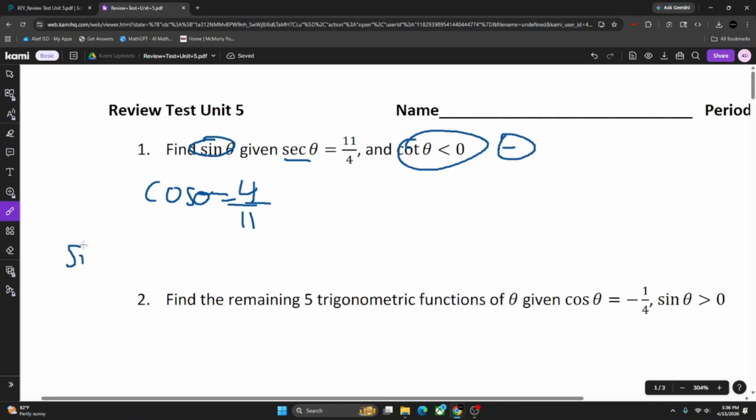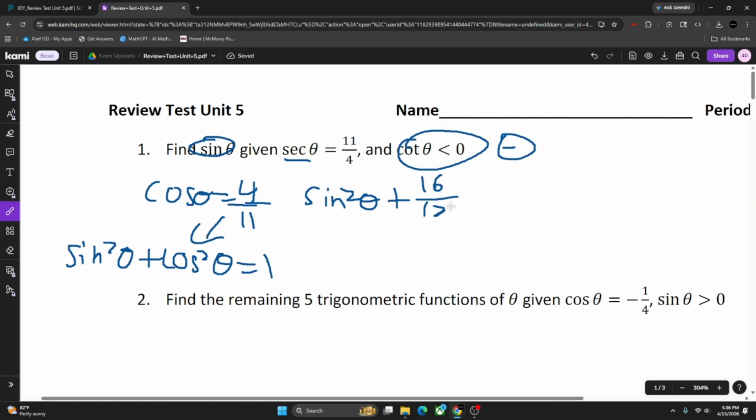We can use the Pythagorean identity, which is sine squared plus cosine squared equals 1. So now we have this formula. You plug this in here and make sure to square it. If you square it, the full formula is 4 squared, 16, over 11 squared, 121, equals 1. Now that we have that, we have to subtract this to find sine.